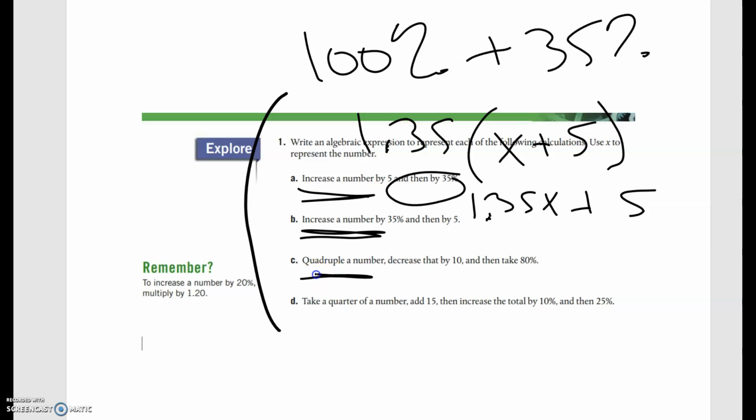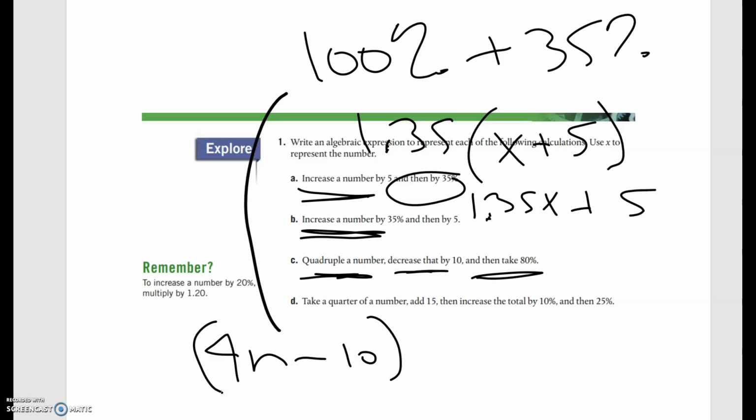Okay. C says quadruple the number. Then we're going to decrease it by 10 and then take 80% of that. So quadruple would be times 4. So I'll use 4, and I can use n if I want instead of x. Decrease it by 10. And in order of operations, if I want all of that to be my answer, I need parentheses to indicate that I want to do all of that first. Then I want to take 80% of that. So I think what they want there is to take 80% of that. They're not saying what percent you are keeping. They just want you to take the 80%.